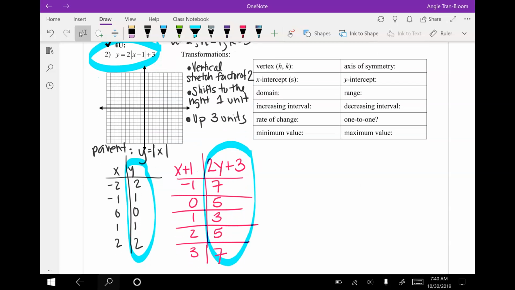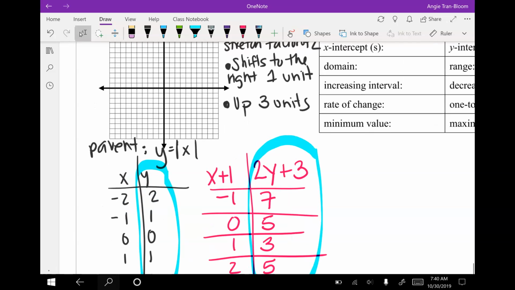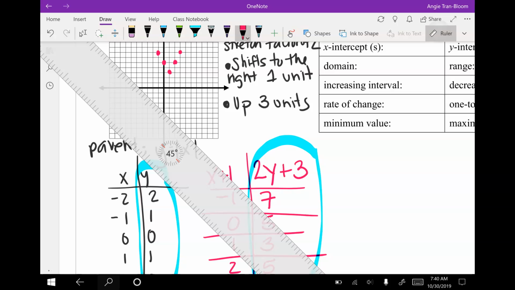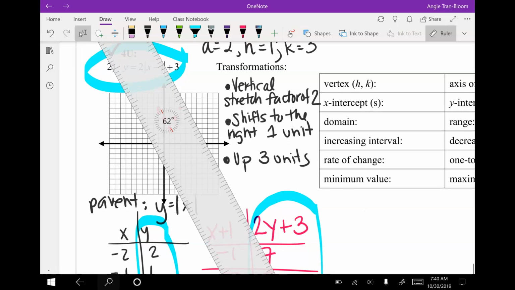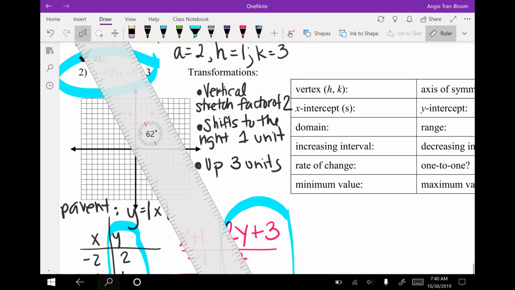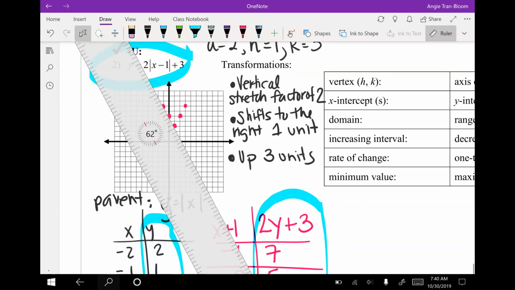I have a -1. I need to go to +7. 2, 4, 6, 7. We have a 0, go up 5, 2, 4, 5. We have a 1, go up 3. We have a 2, back to 5. What shape is this, class? A V, okay. Make sure you guys make it look like a V. It shouldn't be looking like a U or anything else. Bless you.